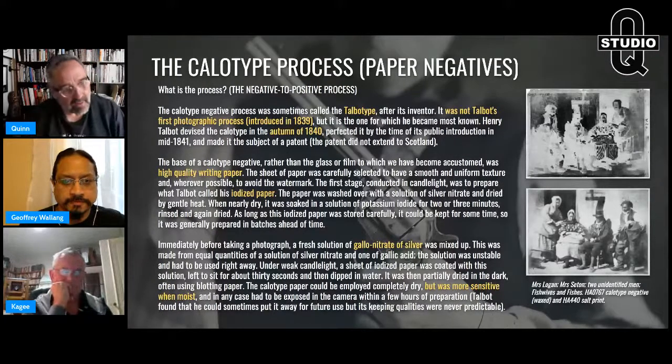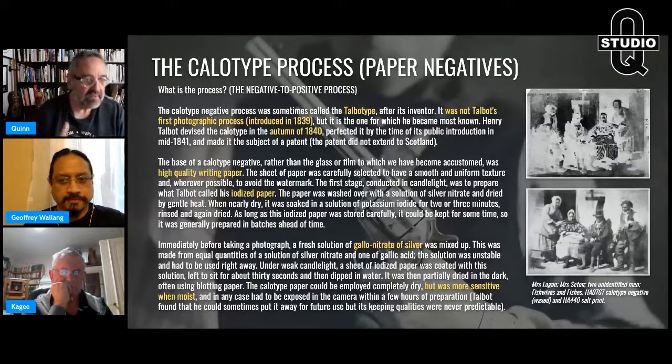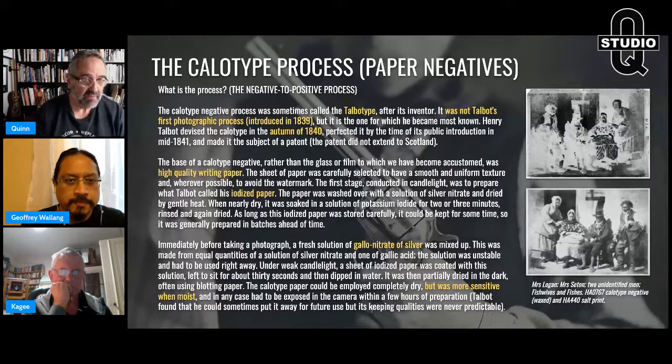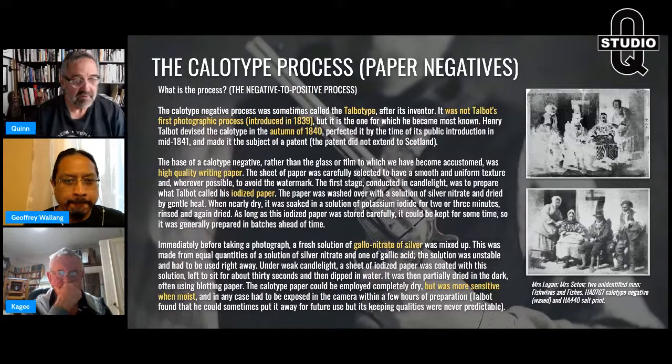We kind of know what it is. It's really important to distinguish and talk about that it was the first negative to positive process, which Talbot invented, basically. Daguerre in 1839 released the daguerreotype, which is a direct positive on a silver-coated brass sheet of metal, iodized and bromized usually, and then developed over mercury. That's a direct positive. This is a very important advent here because it's the negative to positive process.